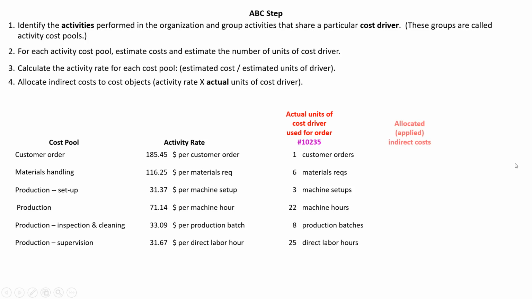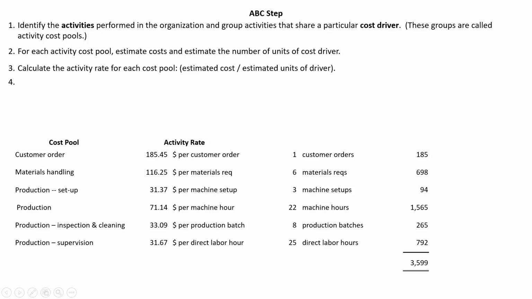When we multiply across the rows and round the results to the nearest dollar, we get customer order cost of $185, materials handling cost of $698, and so on. The total allocated or applied indirect cost of customer order number 10235 is $3,599.